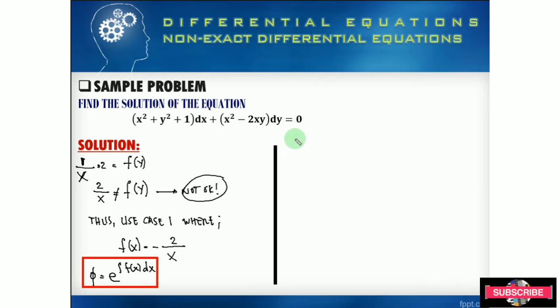So proceeding now, we are going to calculate the integral of f as a function of x dx. So we have here the integral of f as a function of x dx is equal to the integral of negative 2 over x dx.